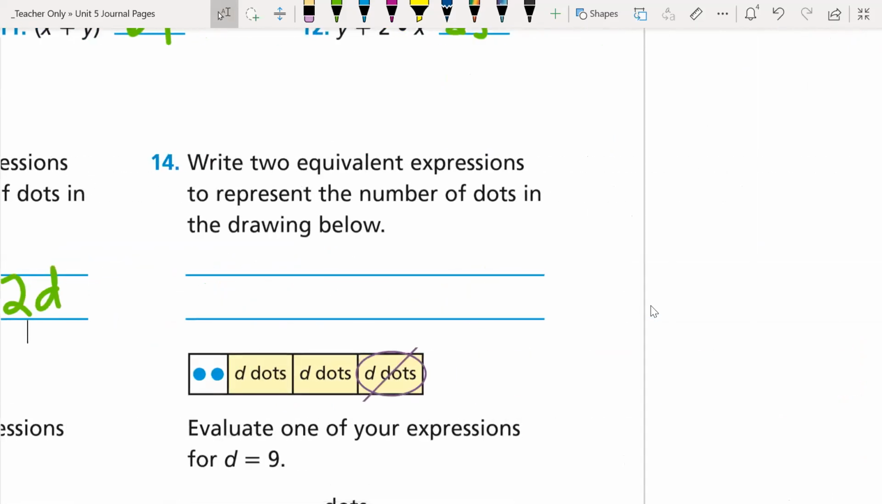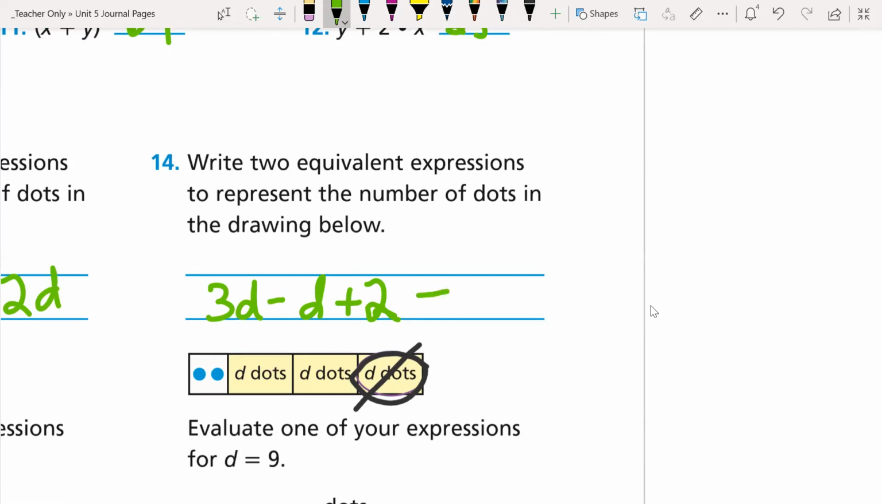And number 14, same deal. This is tricky because they're taking away. And what does take away mean? Take away means minus. So we're taking that box away. So originally I have 3 Ds, right? And then I subtract a D. And then I add 2. Right?